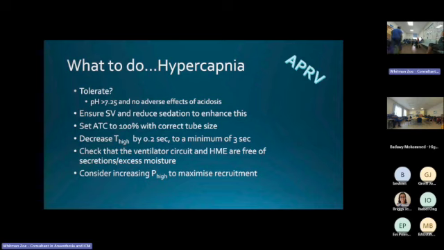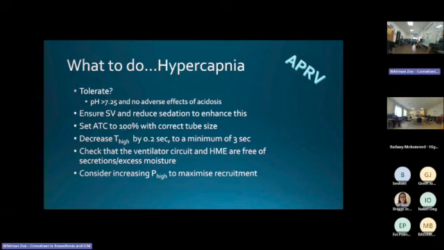If it's APRV particularly, you want to get them to breathe spontaneously, so try and encourage that. ATC is automatic tube compensation. So if you tell the ventilator what type of tube and what size it is, the ventilator will give a little bit of extra pressure to overcome the narrowness and length of the tube. So you can make sure that that's set properly on the ventilator.